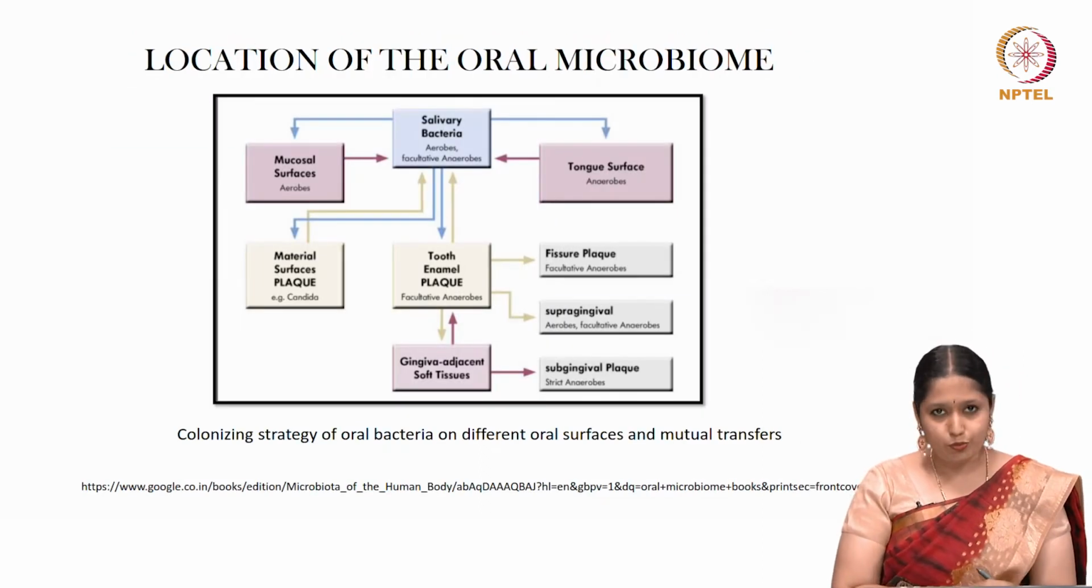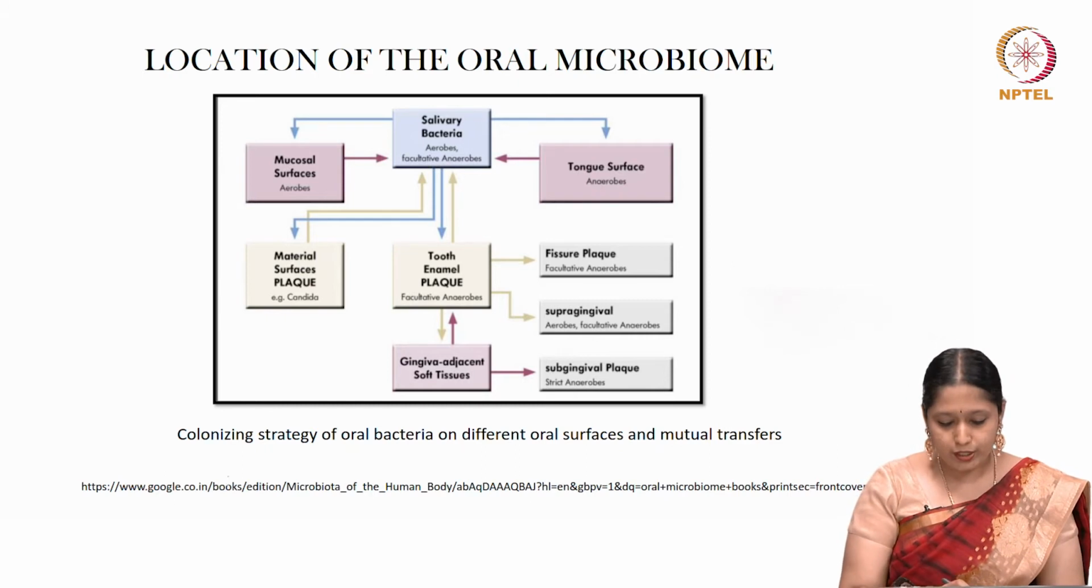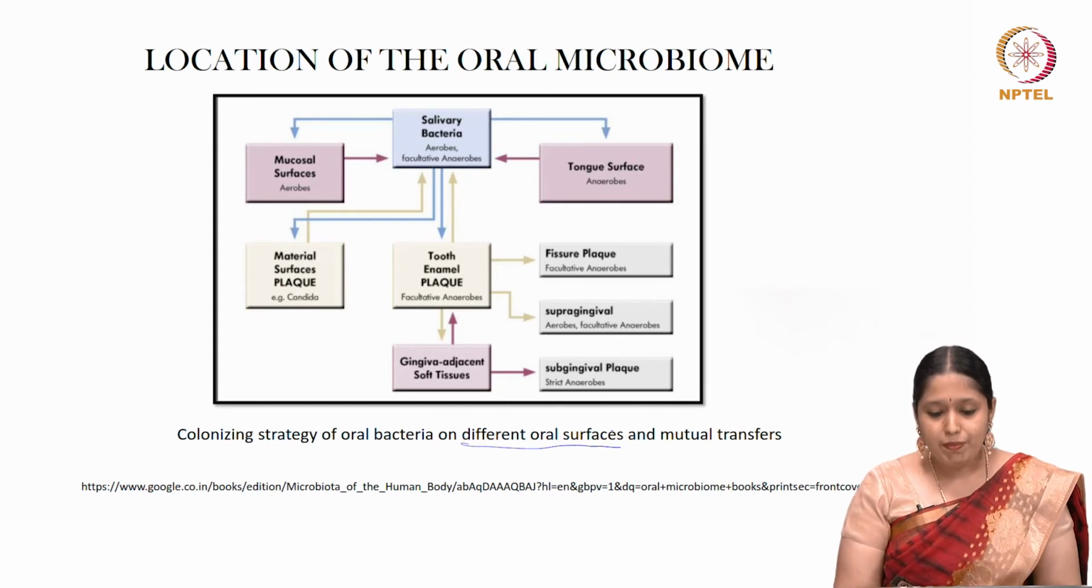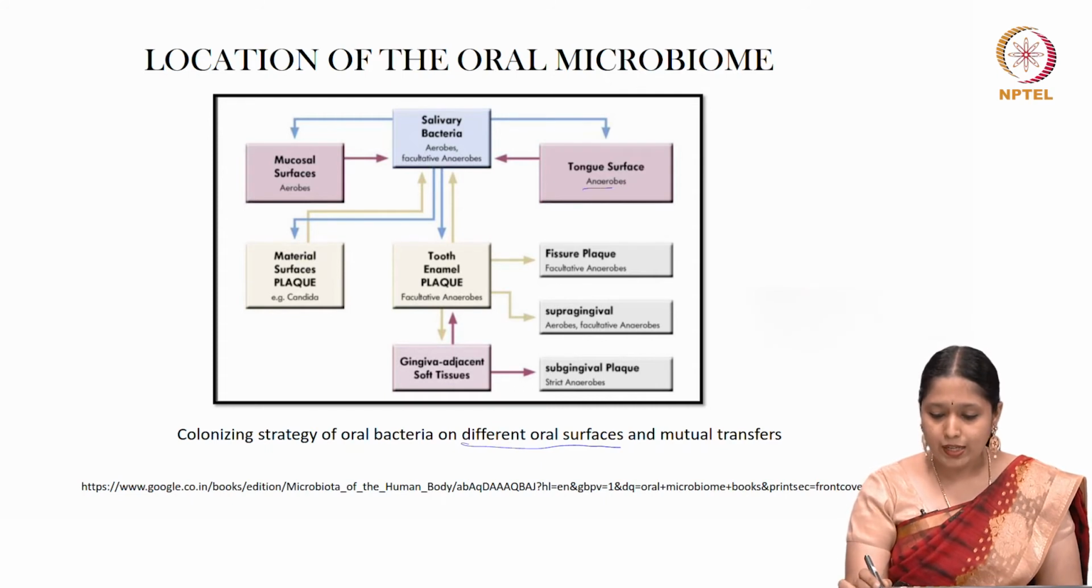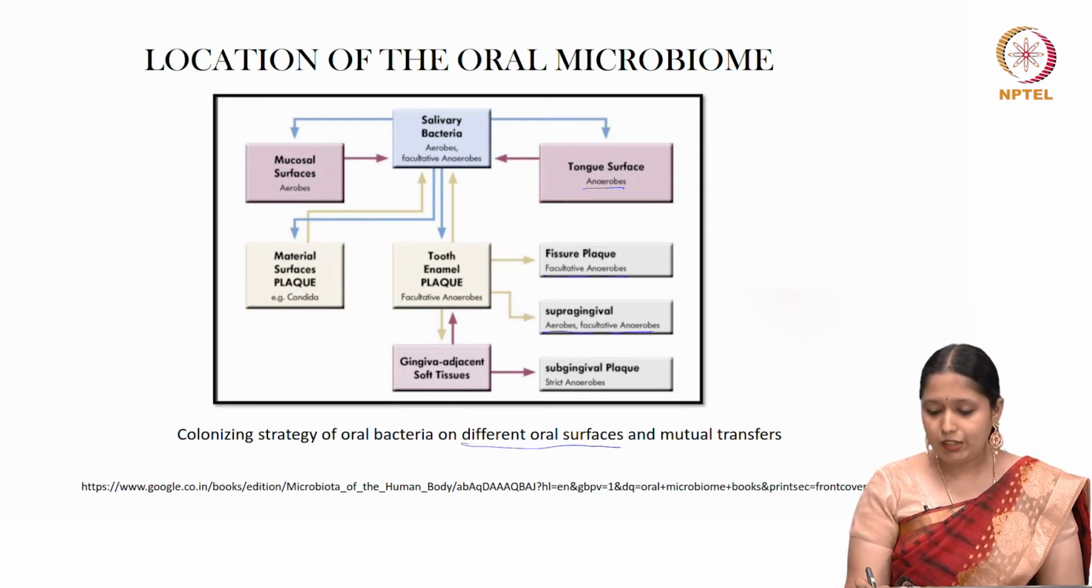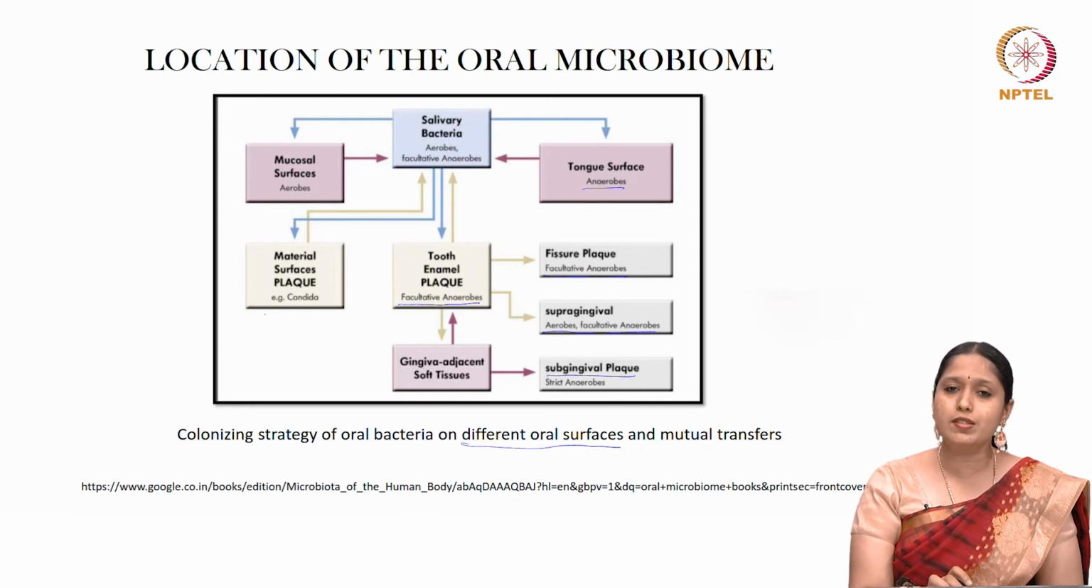Now coming to the location of the oral microbiome, this picture shows the colonizing strategy of oral bacteria on different oral sites. Salivary bacteria mainly include aerobes and facultative anaerobes. The tongue surface has anaerobes. Fissure plaque has facultative anaerobes. Supragingival includes aerobes and facultative anaerobes. Tooth enamel has plaque, right? So, it has facultative anaerobes. Gingiva adjacent soft tissues, under that subgingival plaque has strict anaerobes. And also material surfaces like plaque have Candida species and mucosal surfaces have aerobes.